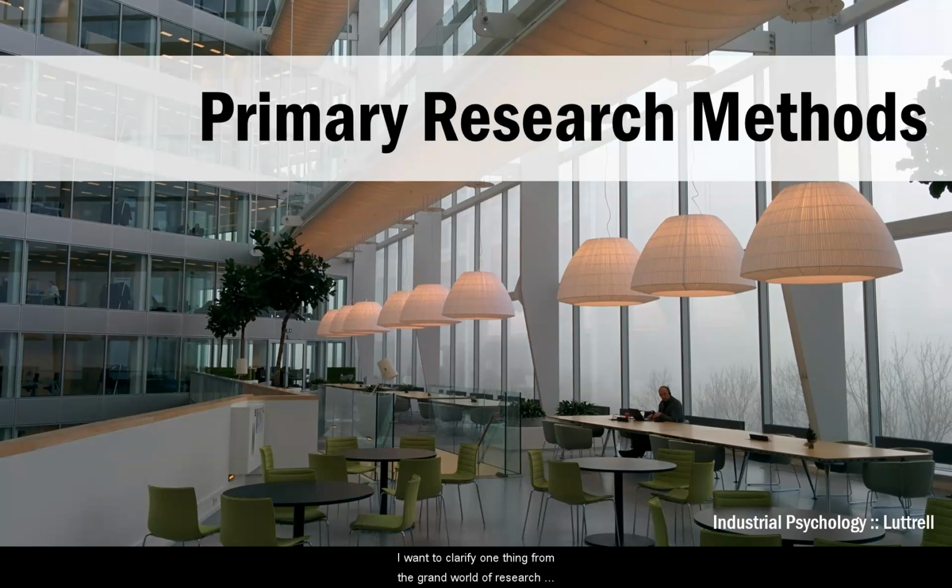So I want to clarify one thing from the grand world of research methods in this field, which is the differences between types of primary research methods. There are plenty of secondary research methods that use archival data or meta-analyses, other kinds of analyses that are really important, but primary research methods are the ones where you yourself are going out and collecting the data, or the researcher who wrote the paper you're reading went out and actually collected those data, him or herself. And there are a few ways that you can collect those data, and the way you choose to do that affects the conclusions you get to draw from the results.